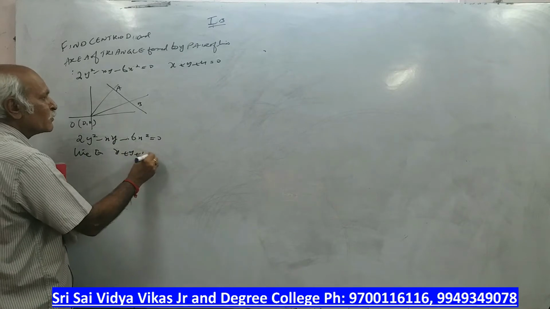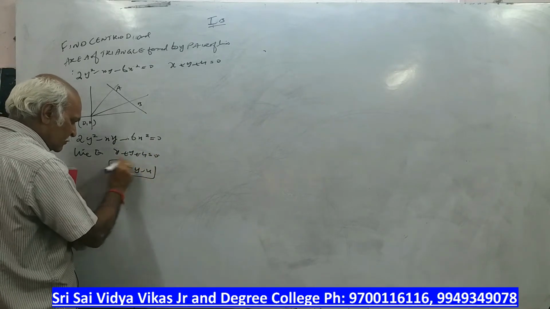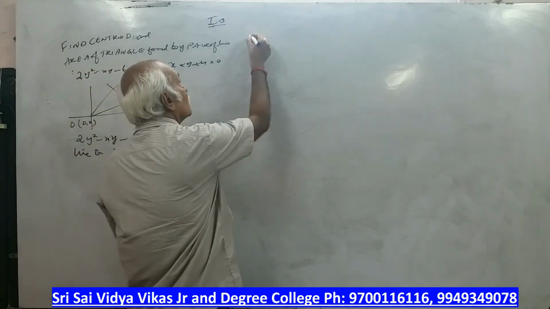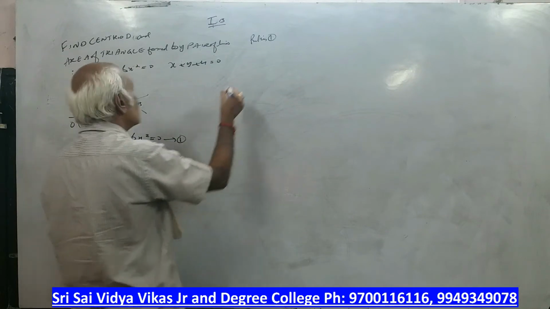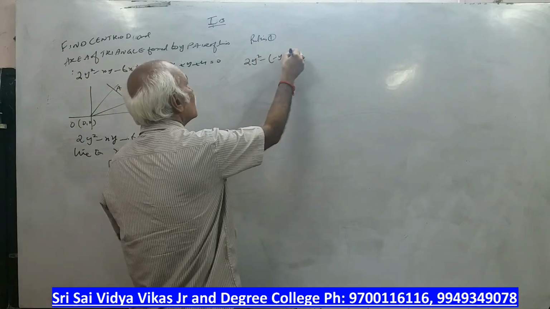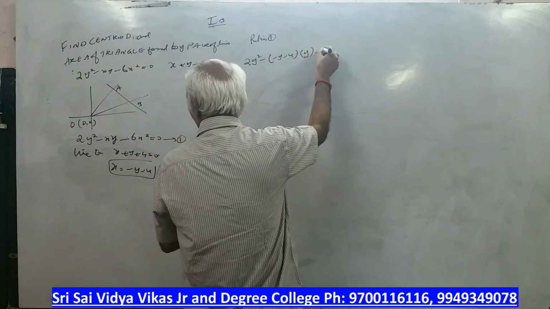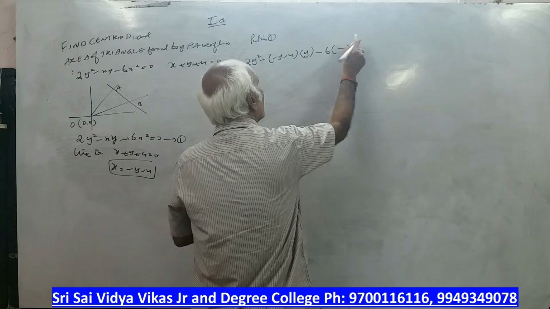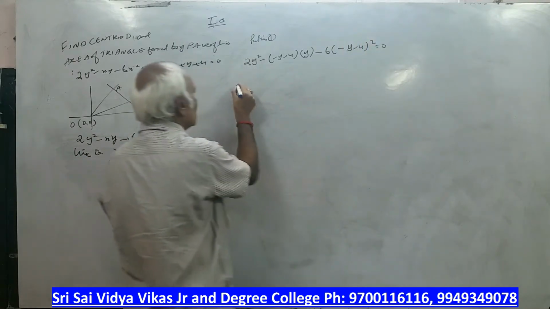x plus y plus 4 is equal to 0, so x is equal to minus y minus 4. Therefore, put it in the first equation, which I called this one. So 2y square minus x value into y minus 6 into minus y minus 4 whole square is equal to 0.